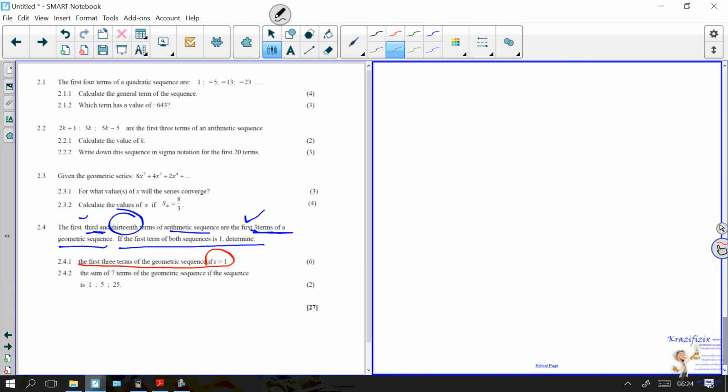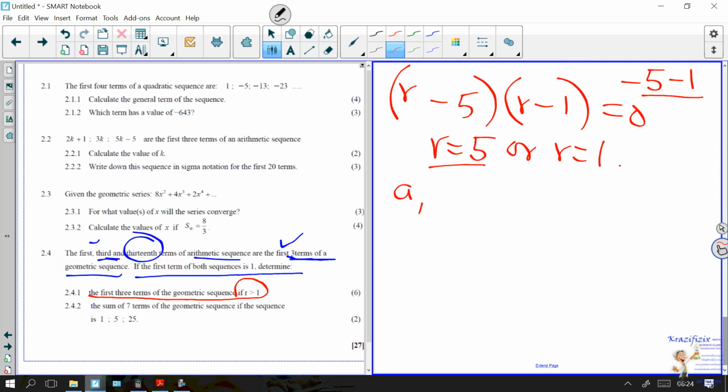Now, how do I find my first three terms? Remember, it's A, AR, AR squared. My A is 1. 1 times 5 will give me 5. 1 times 5 times 5 will give me 25. All right, and we're done there. 6 marks.